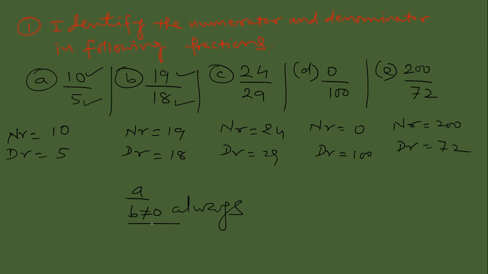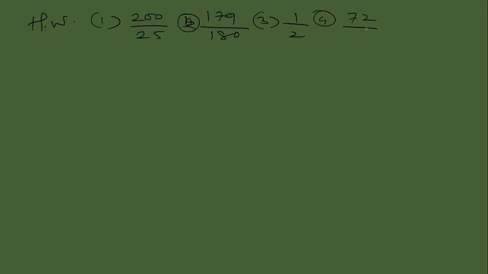This is one of the basic questions you can identify. A few questions for homework. Write here homework number 1, 200 by 25. Sorry, number 2, 179 by 180, 1 by 2, 72 by 15, and the last one is 85 by 84. So identify the numerator and denominator in these 5 questions.